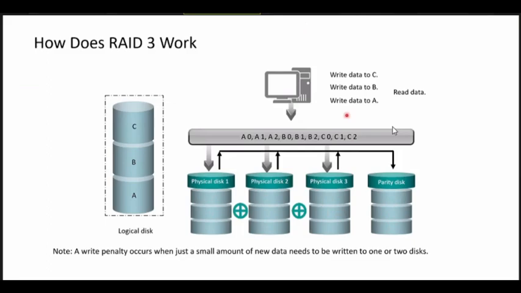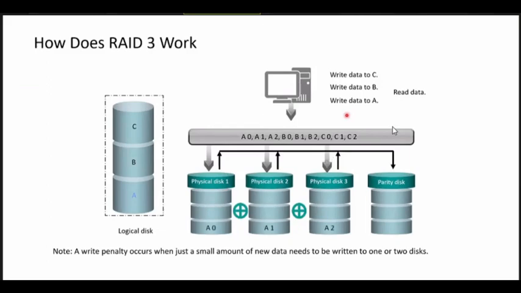So if you use this sequence, you're writing data A0, A1, A2, then you will build parity 1, right? So A0, A1, A2, you build parity 1, then B0, B1, B2. Then using the XOR method, you will build parity 2. Then you'll write C0, C1, C2, right? Then you'll build parity 3.